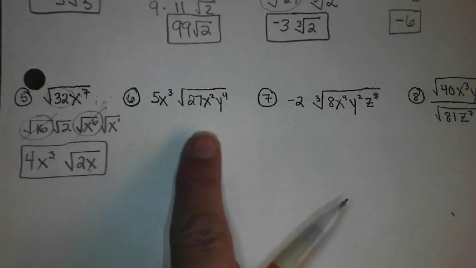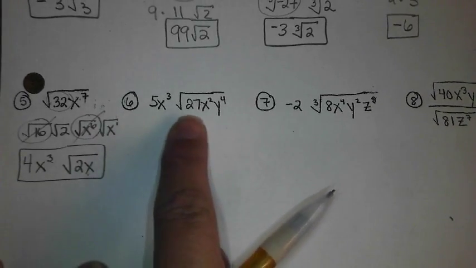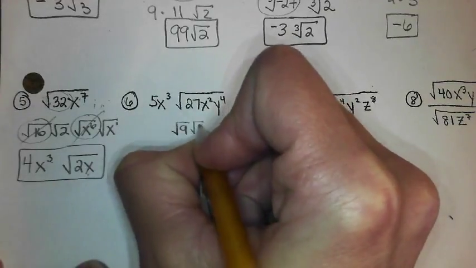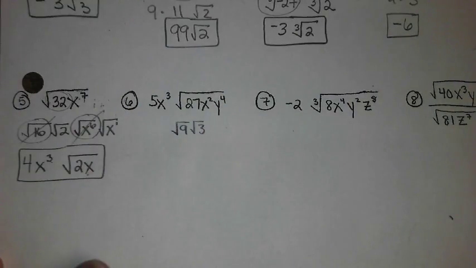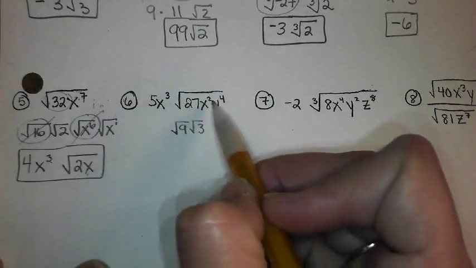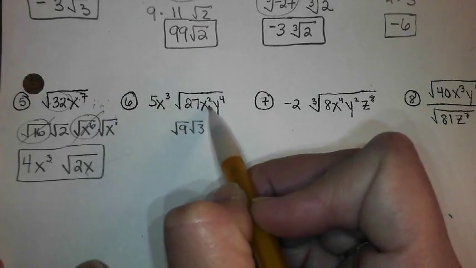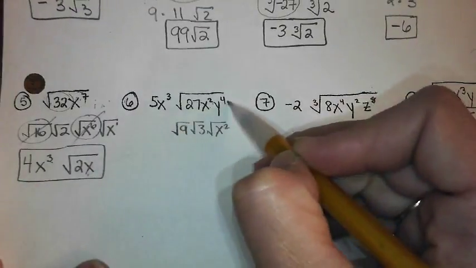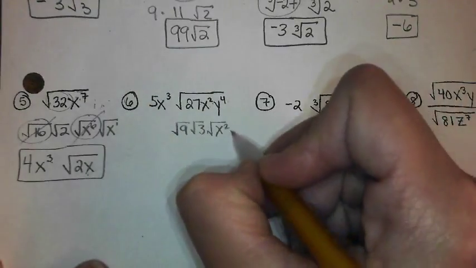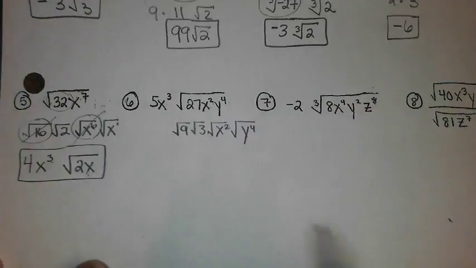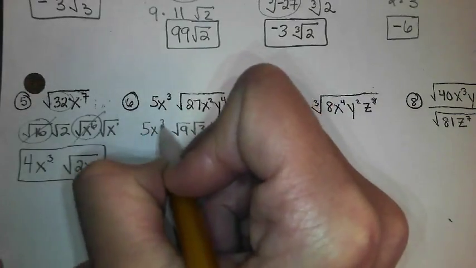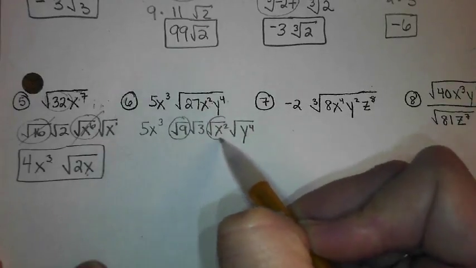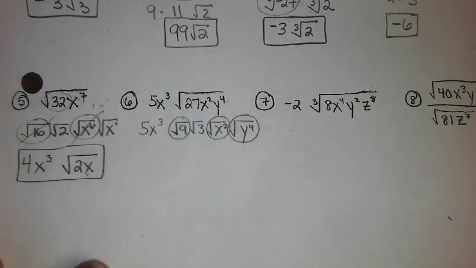If I jump to 6, root 27 breaks down into root 9, root 3. Is x squared a perfect square? Yes, so I don't need to break it down. Is y to the 4th a perfect square? Yes, because it's an even exponent, so I don't need to break that down. And then I'm just going to go through and circle the things I can take the square root of.